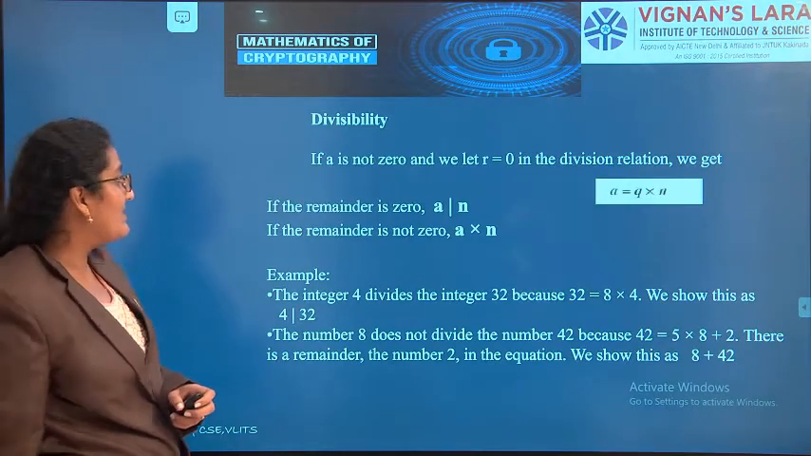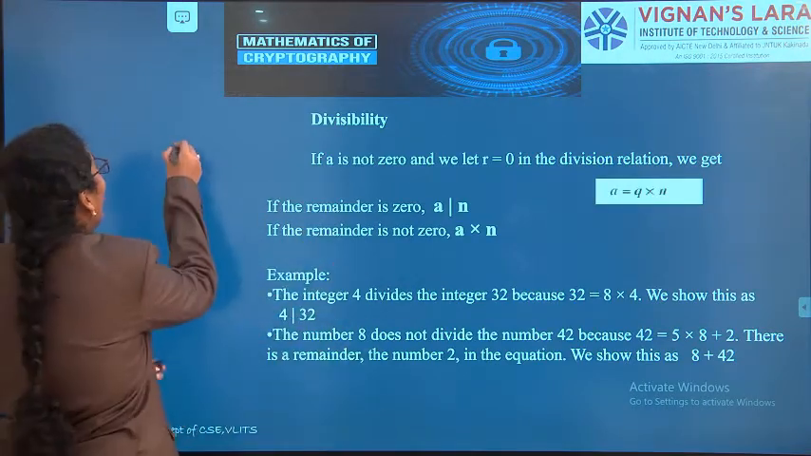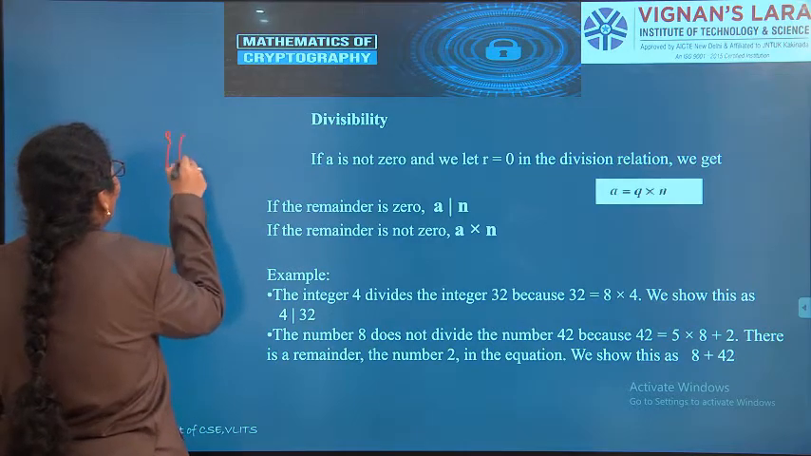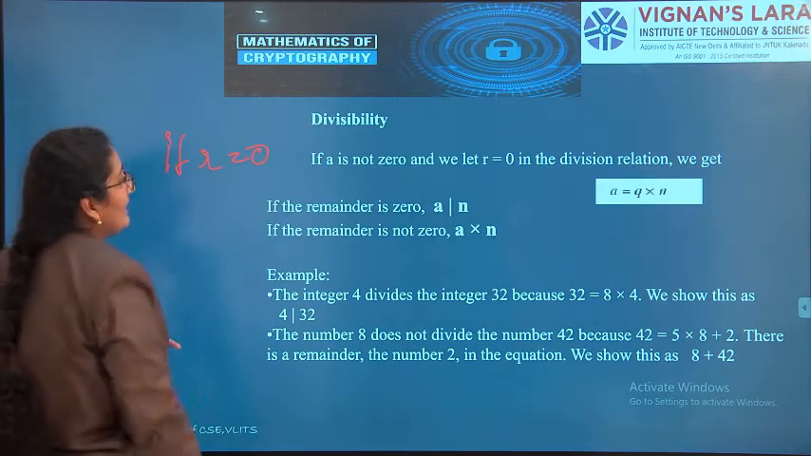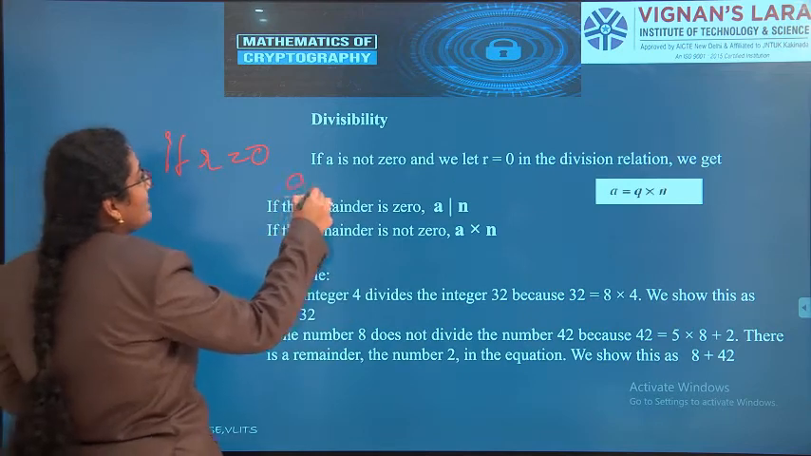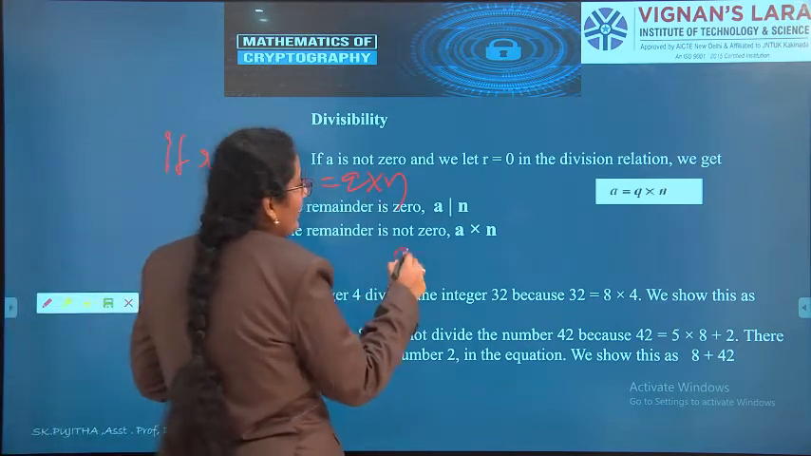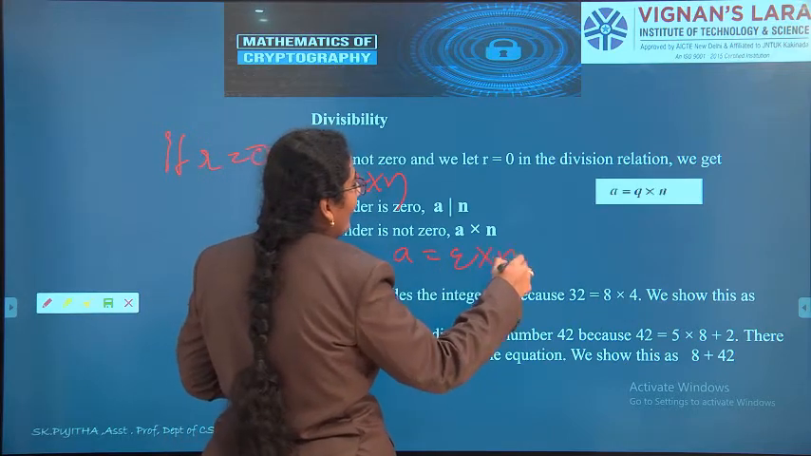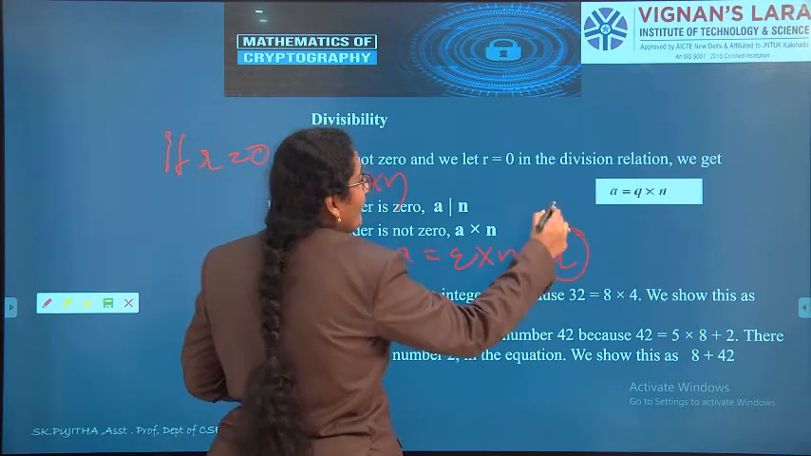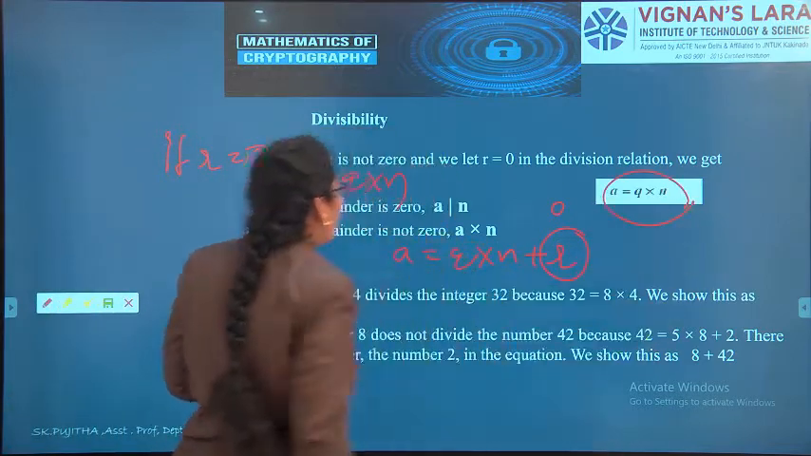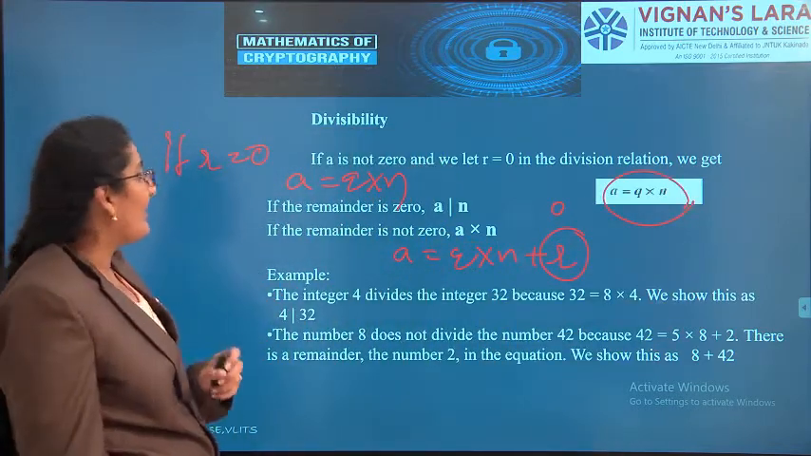So next one, divisibility. See here, if r equal to 0, then how will our division rule change? a equal to q into n. So what is our division rule? a equal to q into n plus r. When this r becomes 0, our division rule becomes a equal to q into n. So this is the first step we have to see.